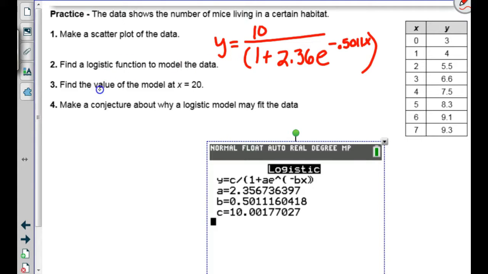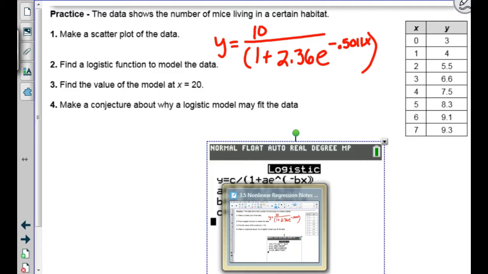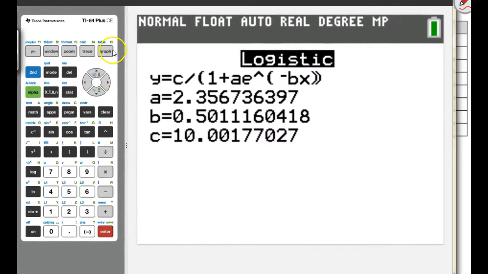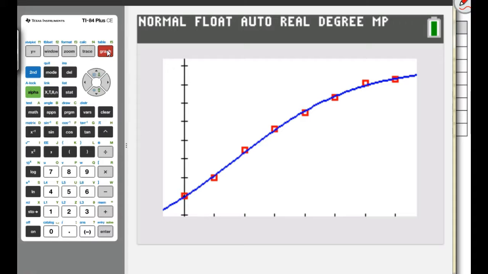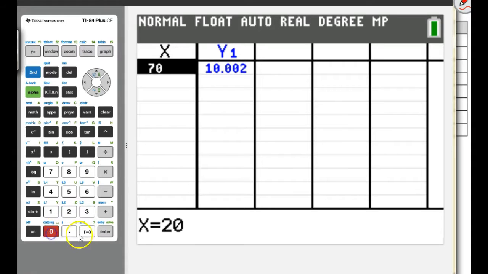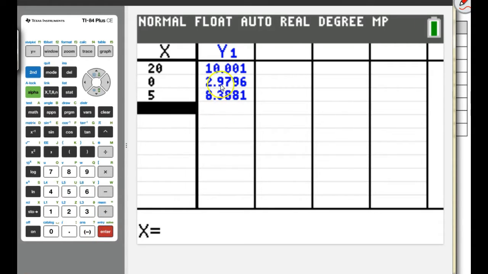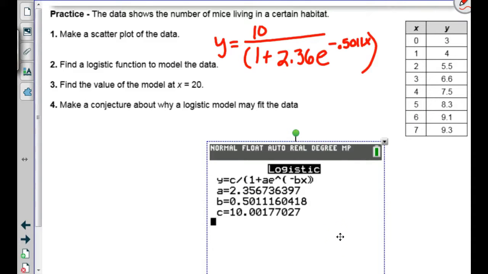Okay. Now, find the value of the model at 20. So 20 years or whatever it is, days, since this was introduced, this original amount. By the way, if I look at the graph, it's doing this. If I want to know how many of these critters there were at 20 years in, it's hit the maximum. Did anyone else get the maximum of 10? I want to know how many they started with, so I'm going to put a 0. Started with about 3 of these creatures, whatever they were. 5 years in, there was 8, but by 20 years, it has hit the maximum. So the value of the model at 20 was 10.